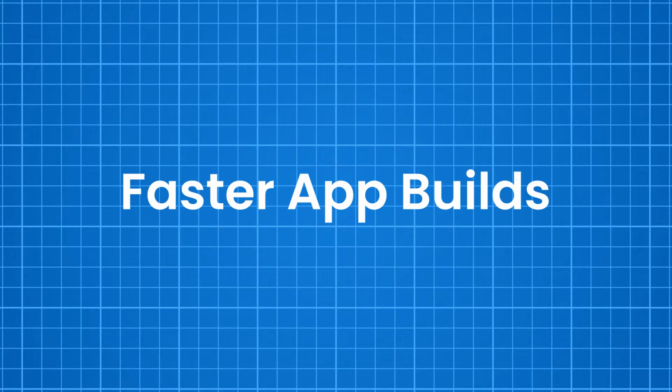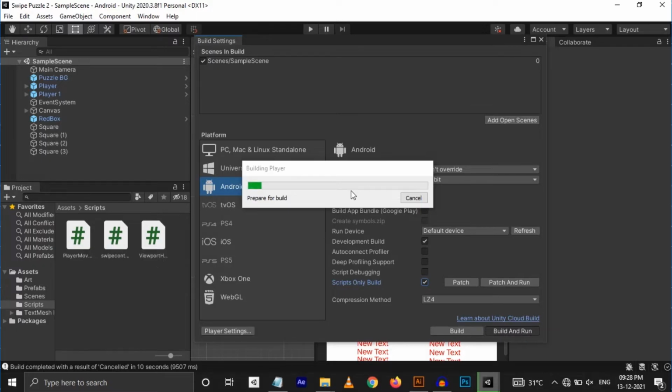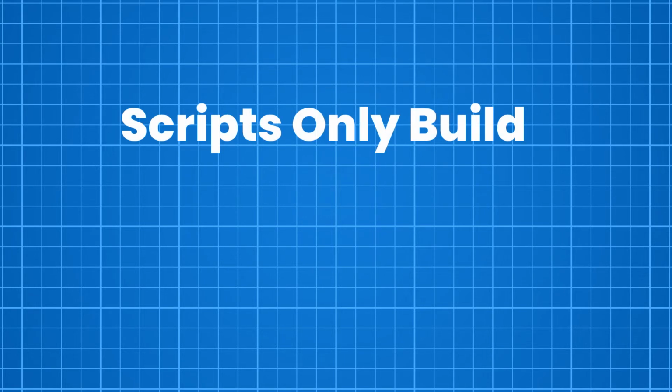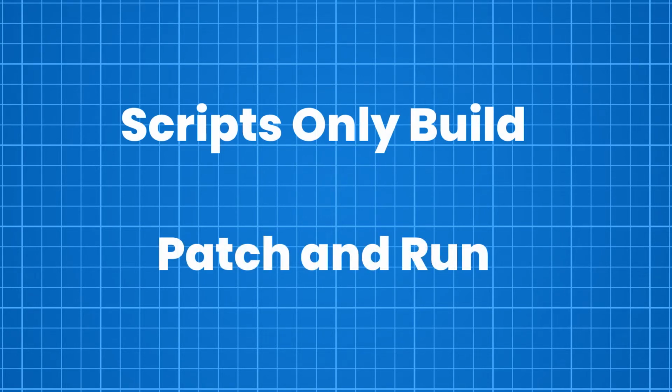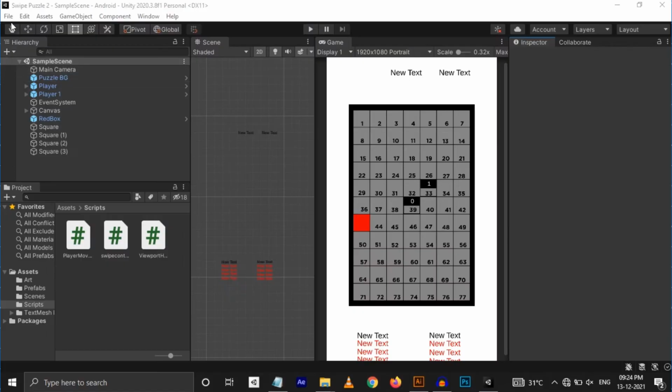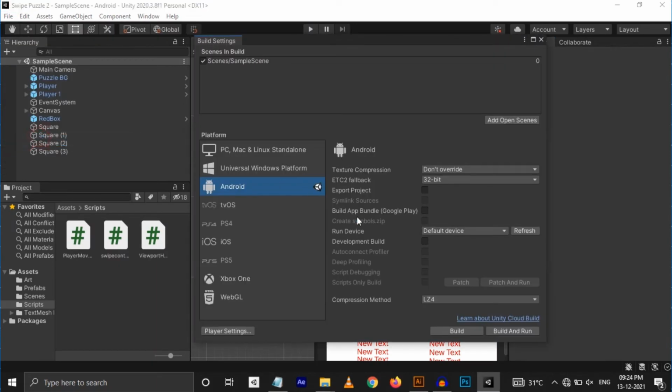Next is reducing the time of building APK. We all know that building an APK is a time-consuming process. To reduce this, Unity introduced 2 features which are scripts only build and patch an existing build. You can find these settings by going to File and Build Settings. Enable Development Build to access these.